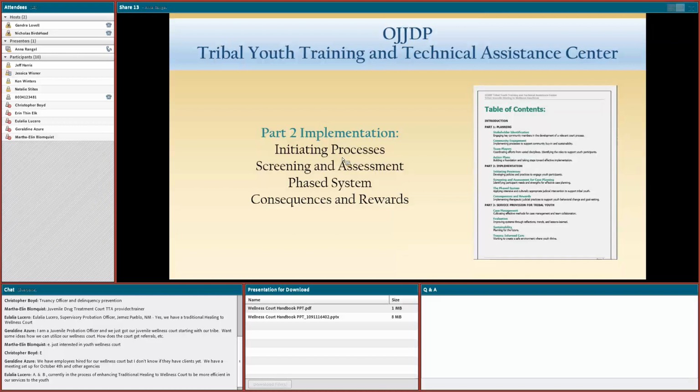And as always, all of the components that we've included in the handbook, those are things that you can choose to implement as a community. You don't have to implement those, but we wanted to share things that we know have been working in the community and with youth in other communities.